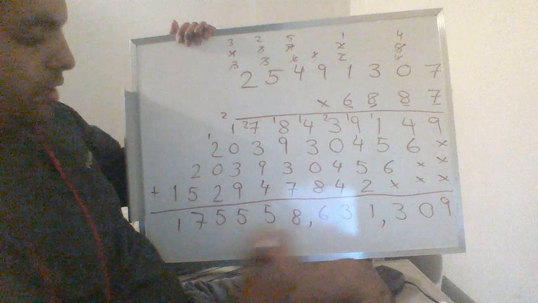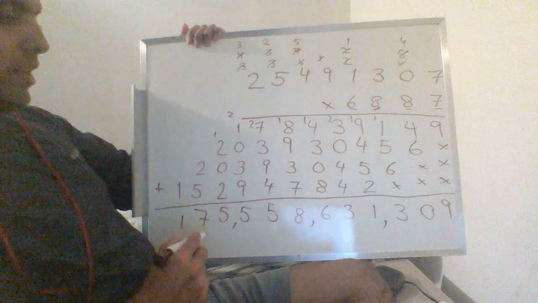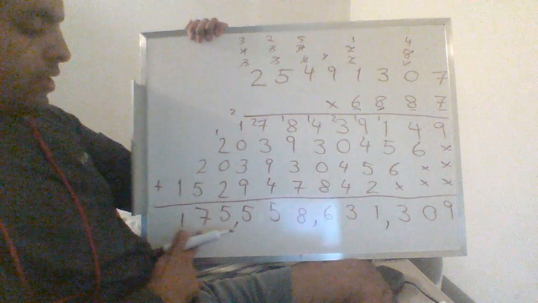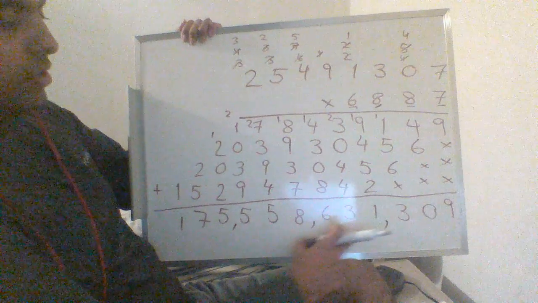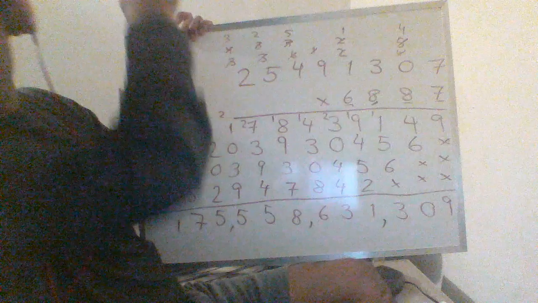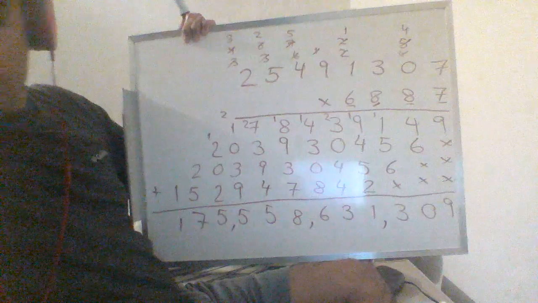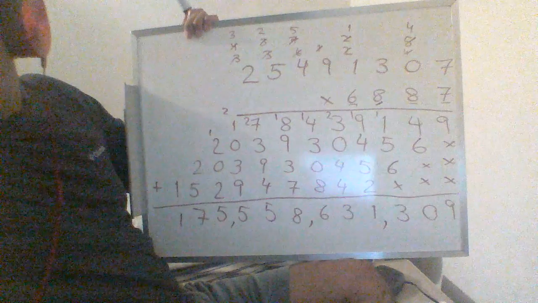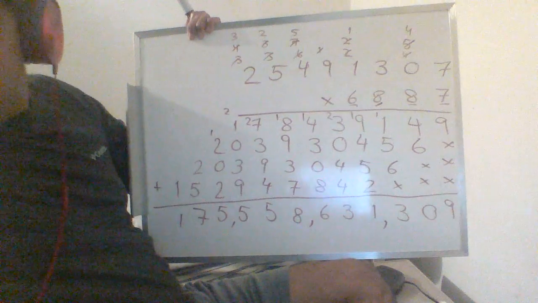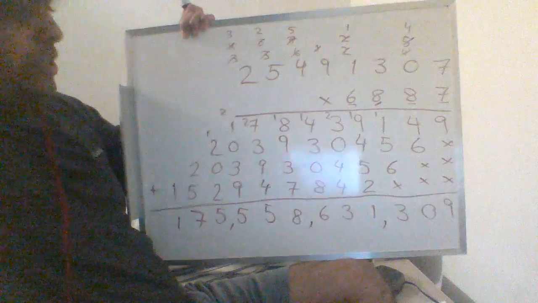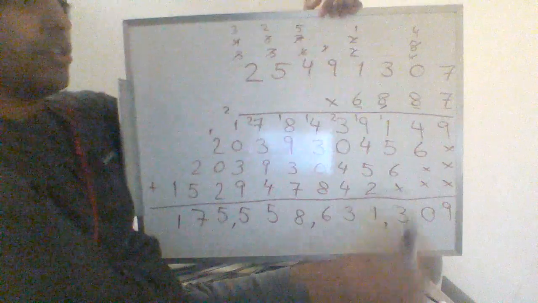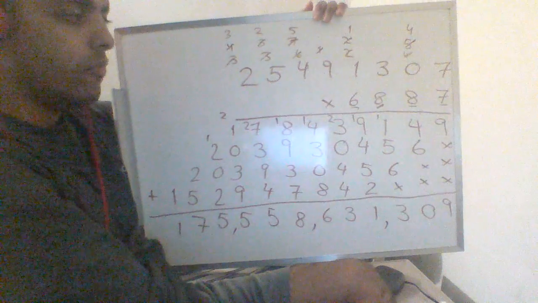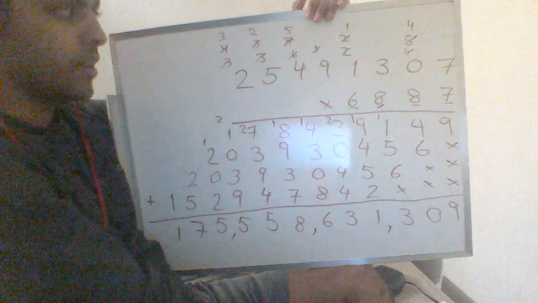I'm going to put these here just so that we can tell what place we're in. So we got 175,558,631,309. Does that match? 175,558,631,309. That is a match. So you can see that even with larger numbers, this process for long multiplication works.